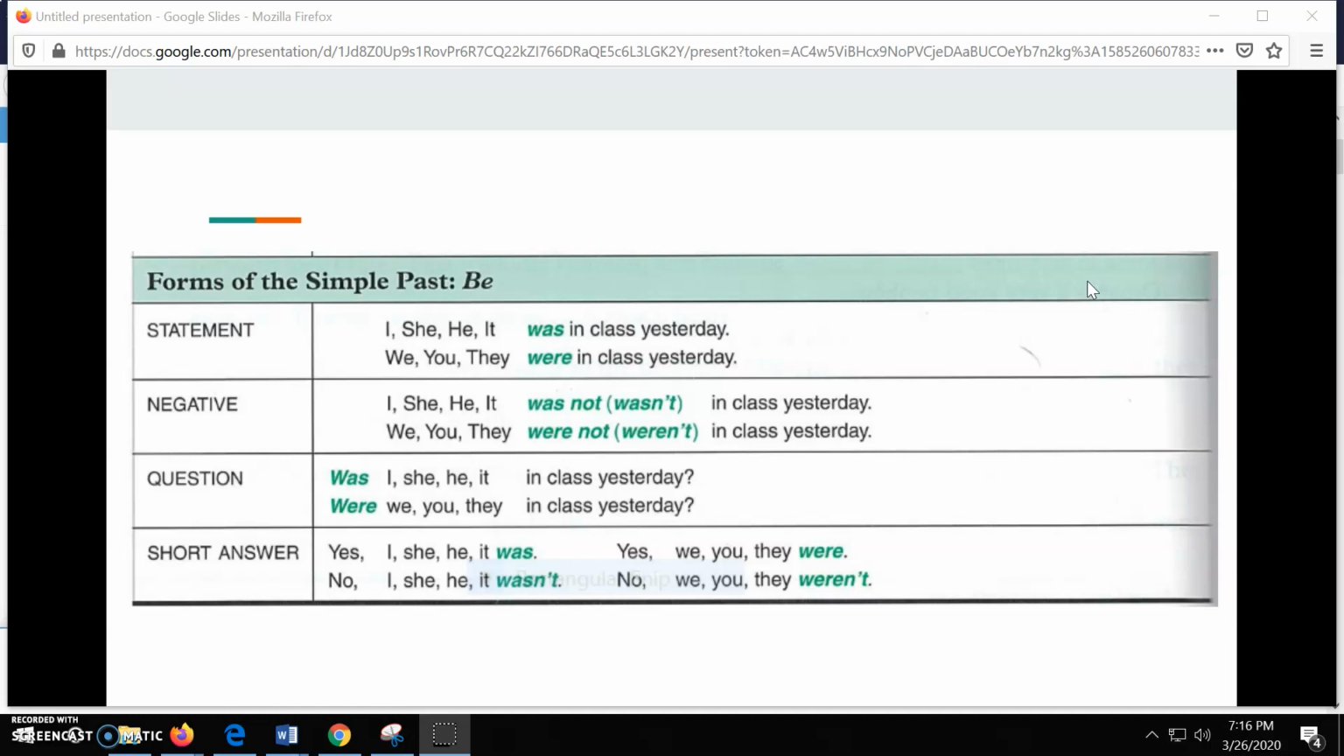To make questions, you have was and were at the beginning of the sentence. Was I in class yesterday? Was she in class yesterday? Or were we in class yesterday? Were they in class yesterday? And the short answers, yes, I was, yes, he was, no, I wasn't, no, he wasn't, yes, we were, yes, they were, no, we weren't, no, they weren't.